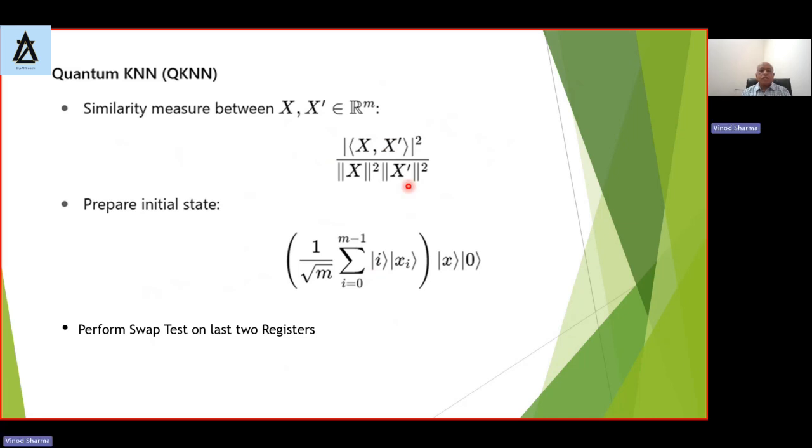For calculating this quantity, we prepare the initial state like this: 1 by square root of m, sigma i equal to 0 to m minus 1, i, xi. So this is the last register, then this register, and this is the first register. First register is going to have value 0. So this is how we prepare the initial state. Now we perform a swap test on the last two registers, this register as well as this register.